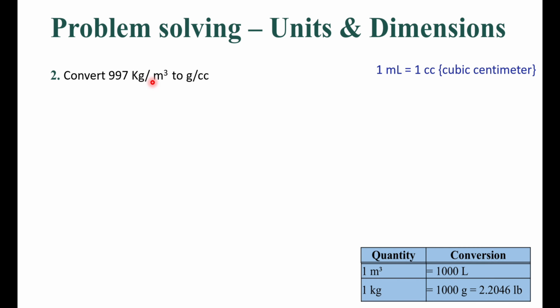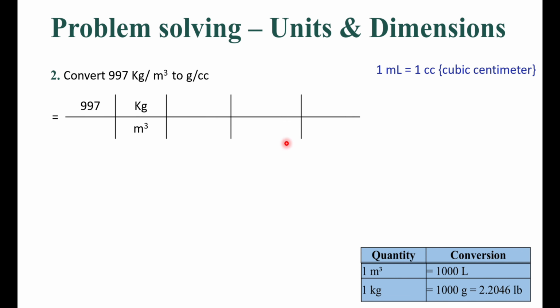Next we have meter cube here. We have to convert the meter cube in the denominator to cc. That is, cc is cubic centimeter, which is actually equal to 1 ml. So 1 ml and 1 cc are the same. In this problem, we are asked to convert meter cube to cc. So I am going to convert first meter cube to liters. From the liter, I will convert to ml. Let's see how we can solve this problem.